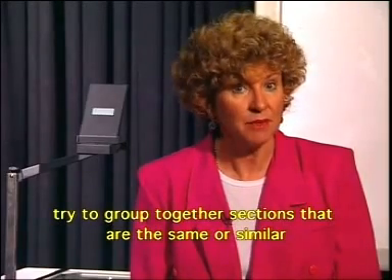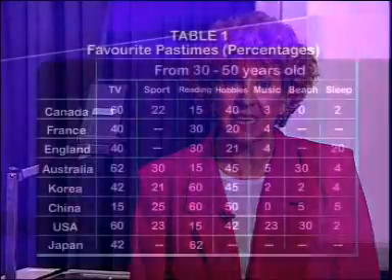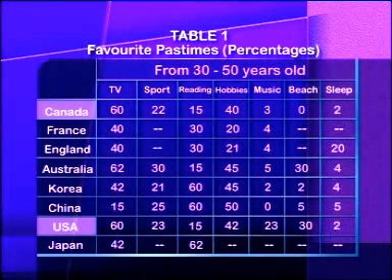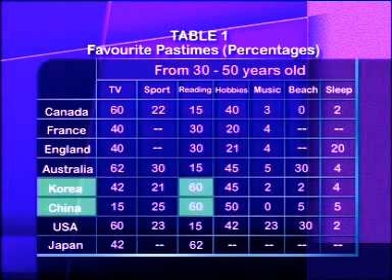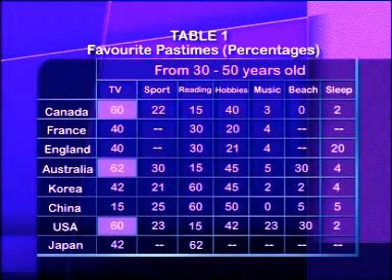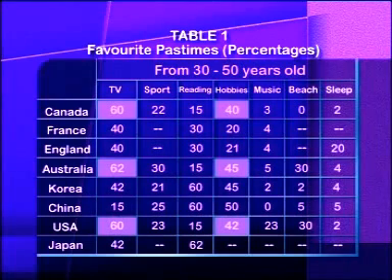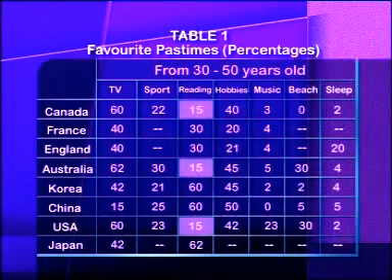Tip 2. Take a moment to analyse the table and, if possible, try to group together sections that are the same or similar. For example, in this table, the USA, Canada and Australia can be grouped together. Also, Korea and China could be combined. Then we could say, as we can see from the table, the percentage of people watching TV in the USA, Australia and Canada is approximately 60%. In these three countries, hobbies are also popular. Interestingly, the percentage of people who like reading is quite low at approximately 15%.